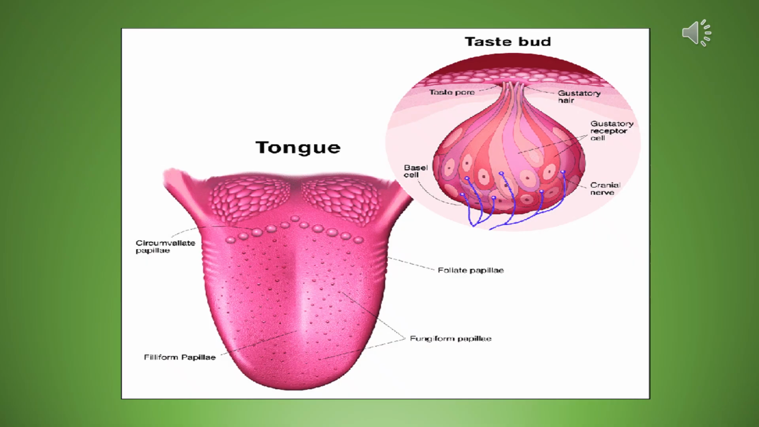Okay, the innervation from the taste receptor cell, if it is the anterior 2/3 of the tongue, those are branches of cranial nerve number 7, the facial nerve. If it's the posterior 1/3 of the tongue, then those are branches of the glossopharyngeal nerve, cranial nerve number 9. Okay, we will take it from there to the gustatory cortex on the next slide.